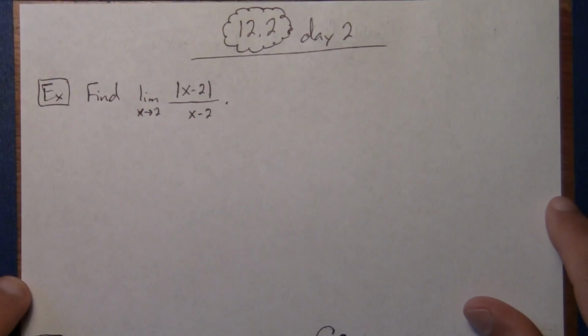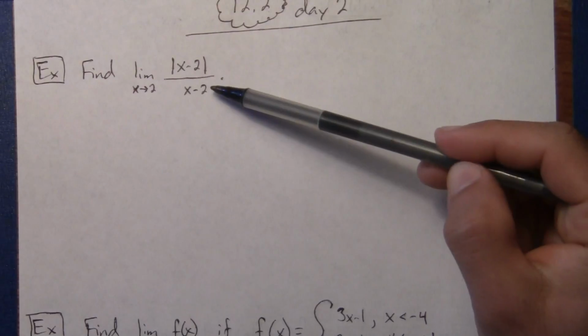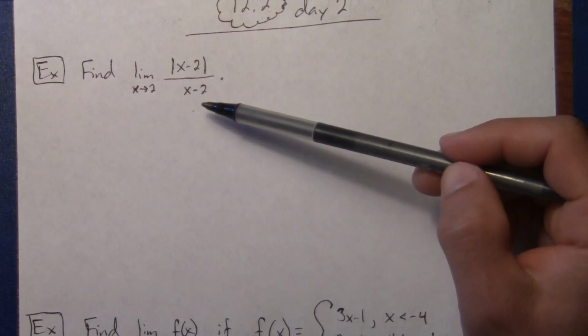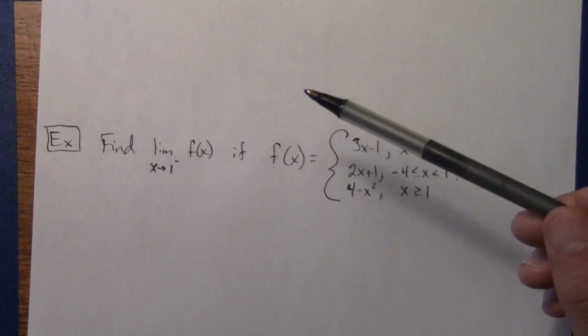Alright, for section 12.2 day 2, we'll take a look at a couple more limits. So finding the limit as x approaches 2 of that particular function. This is one in class that we said is probably a good idea that you identify what this looks like, or know what this looks like, and I'll show you again if you don't remember.